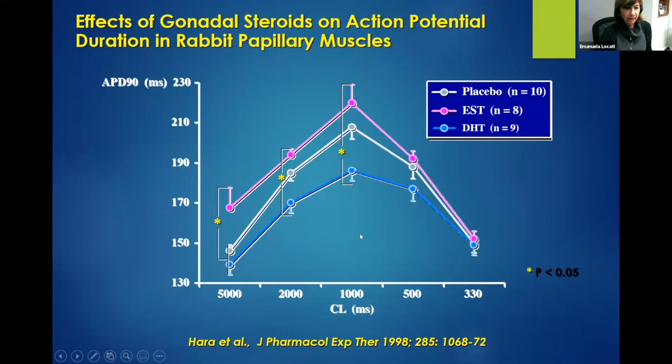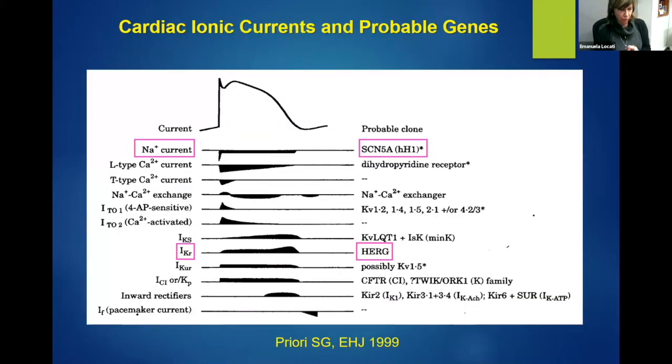So the effect is very, very likely to be due to estrogen, to gonadal steroids, although it is still present in menopausal women. So it's more complex than that. As I said, there is the possibility of a genetic predisposition. The culprit genes are basically SCN5A and the HERG gene.